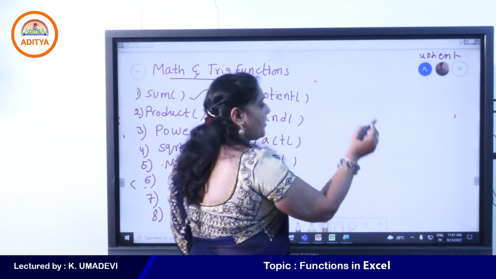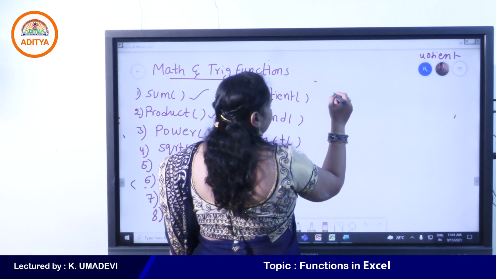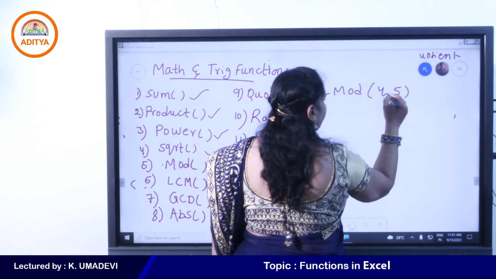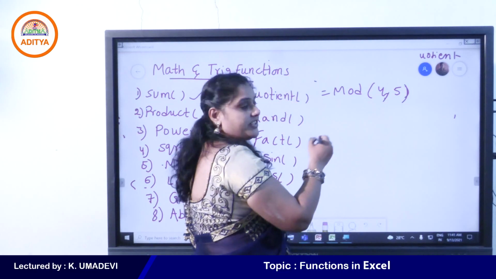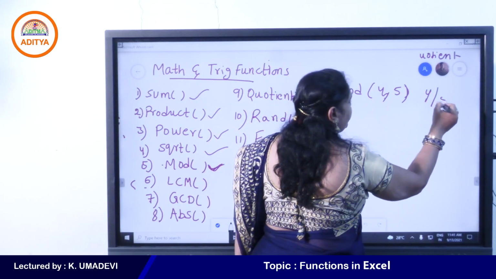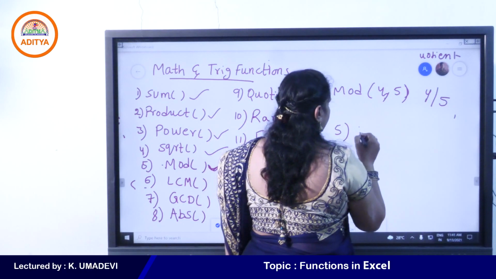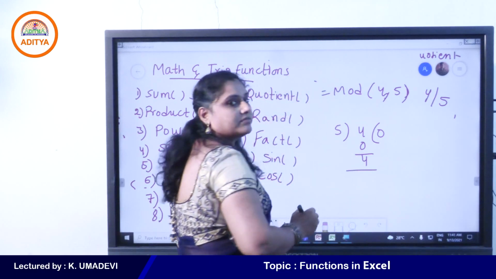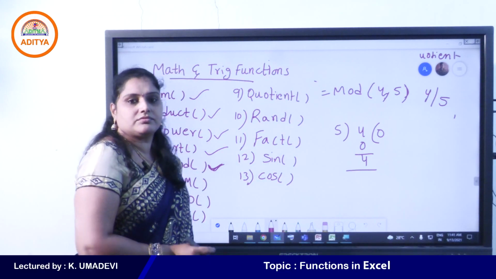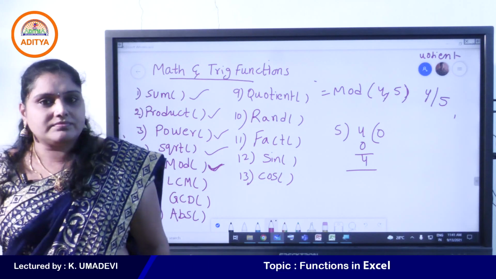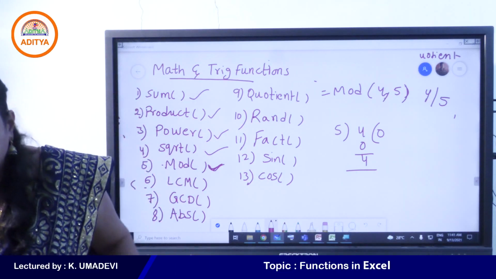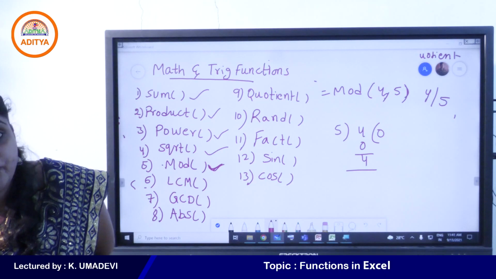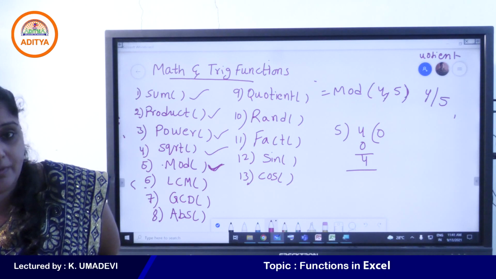If you want to perform mod of 4 comma 5, it is represented with 4 by 5. So 5 zeros are 0, and 4 is the remainder. Clear, students? Yes, 4 is the numerator and 5 is the denominator.